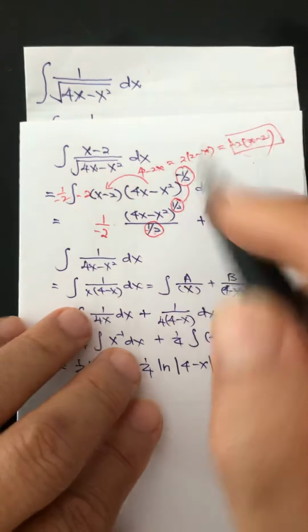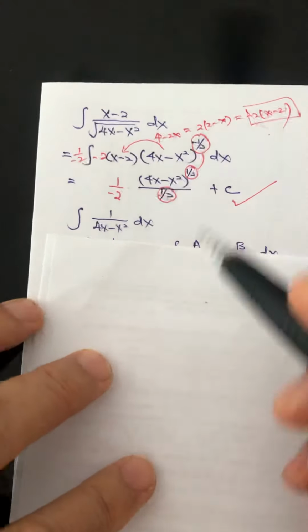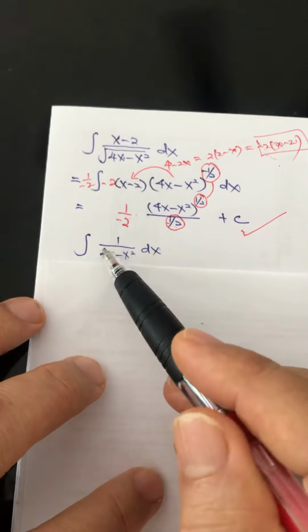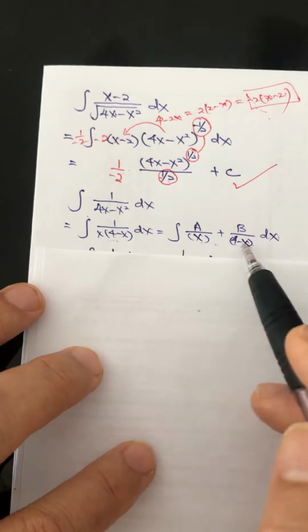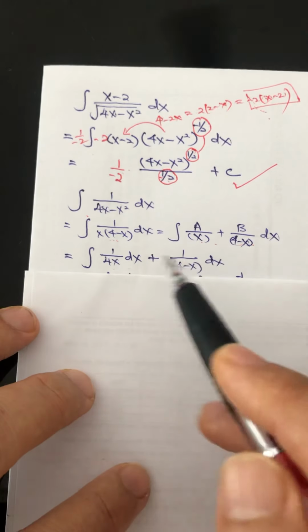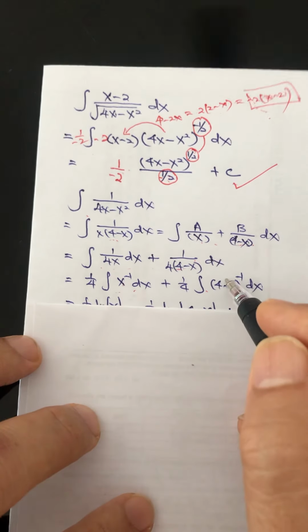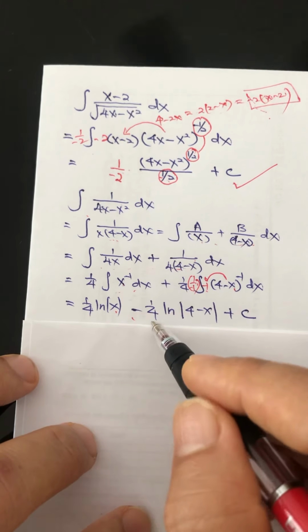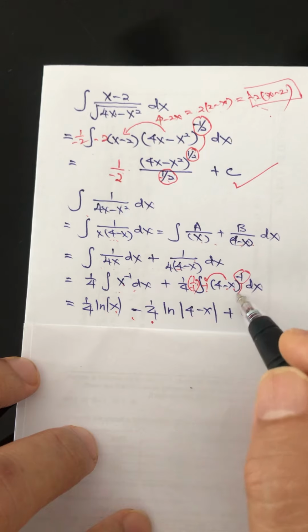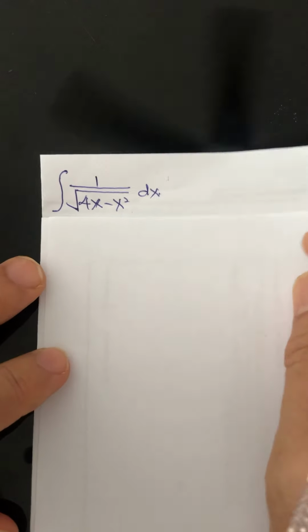Okay, next one, if let's say I give you something like this, this one no square root sign, that means you can factorize like this. Once you can factorize, you can use partial fraction, you get this, then you can integrate this. To integrate this ln x, here you must have negative 1 over negative 1, that's why this one becomes negative 1 over 4, then this negative 1 will become ln. Okay, that's all.